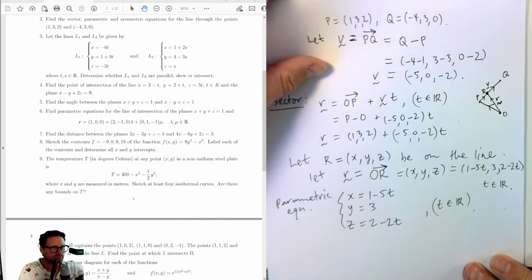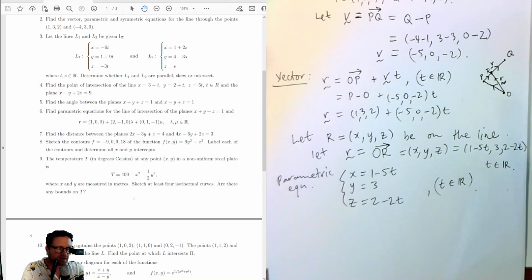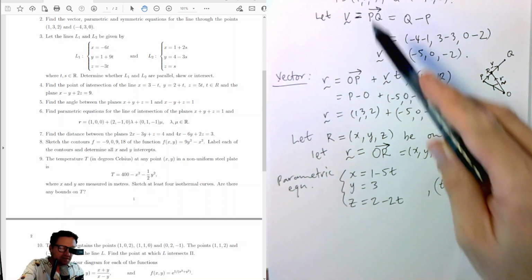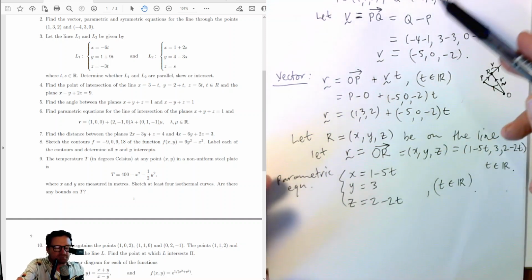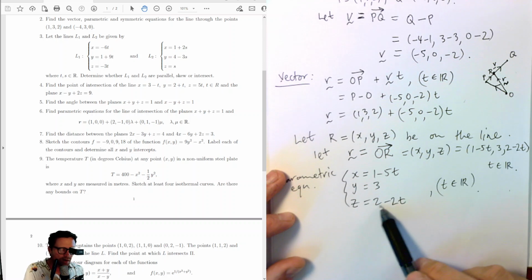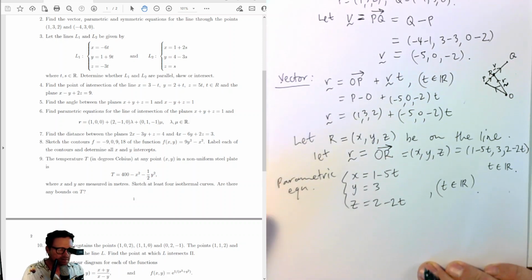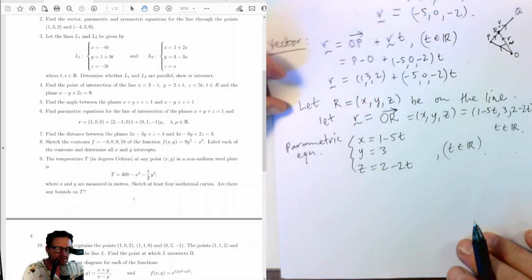Okay. Now again, how does that give you a point? Well, if I choose a t value, say t equals 0, then I get the point (1, 3, 2). I know that's on the line. Okay, let's ask the question: what parameter value gives us (-4, 3, 0)? Well, I would want this to be 0, so let's take t equals 1. So if t is equal to 1, then I get (-4, 3, 0).